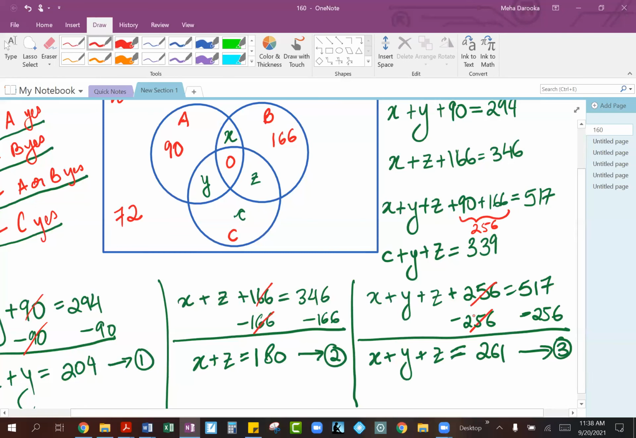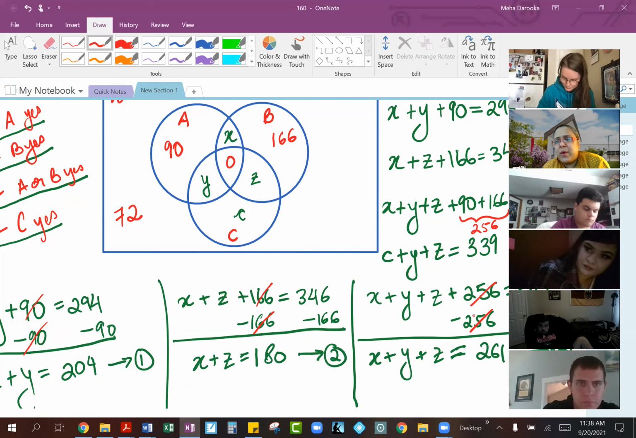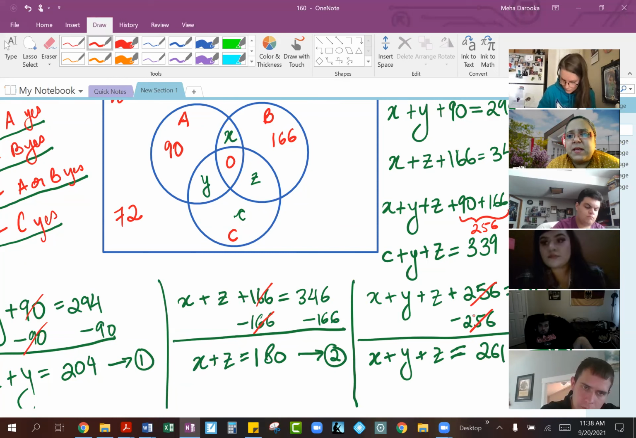So does anybody remember how we solve a system of equations? Where you have two or more equations in the same system with two or more unknown variables. Anybody have an idea? Remember that?